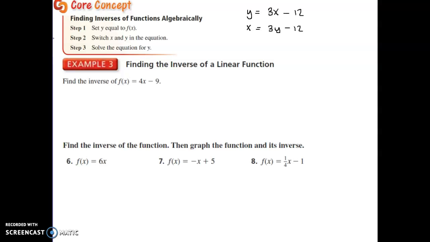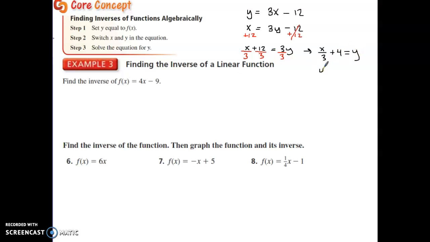And then I just go through and I solve for my y. So I'll go ahead and add 12 to both sides. So x plus 12 is equal to 3y. And then we divide everything by 3. x over 3 is going to stay x over 3. 12 over 3 reduces to 4, and that's equal to y.